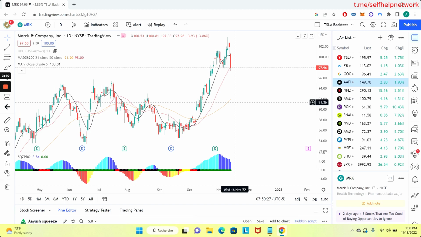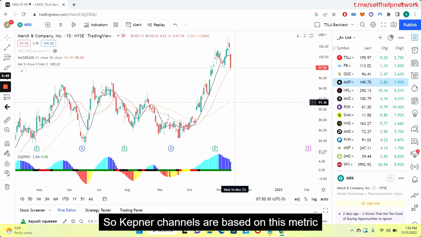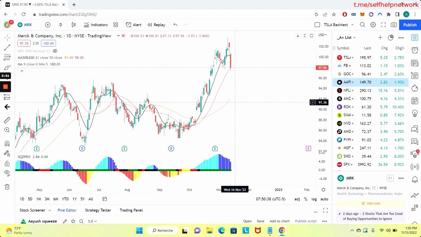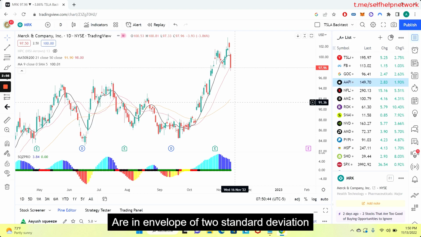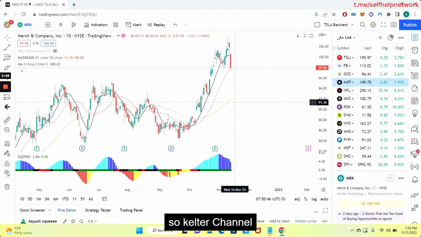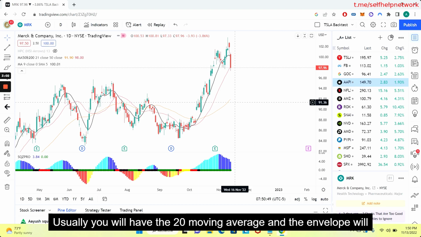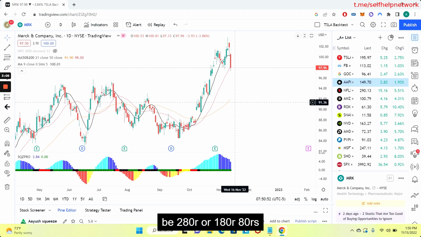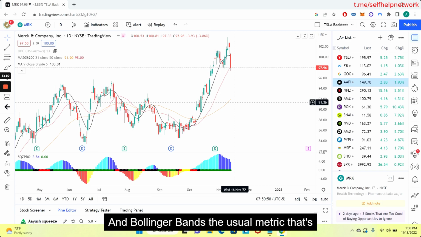Now, how do they come together? Keltner channels are based on this metric called the ATR, the average true range, which defines the range of the market movement. While Bollinger Bands are an envelope of 2 standard deviations around the 20 moving average. For Keltner channel, usually you will have the 20 moving average and the envelope will be 2 ATR or 1 ATR. And for Bollinger Bands, the usual metric is 2 standard deviations of price movement around the 20 moving average. So both of them use the 20 moving average.